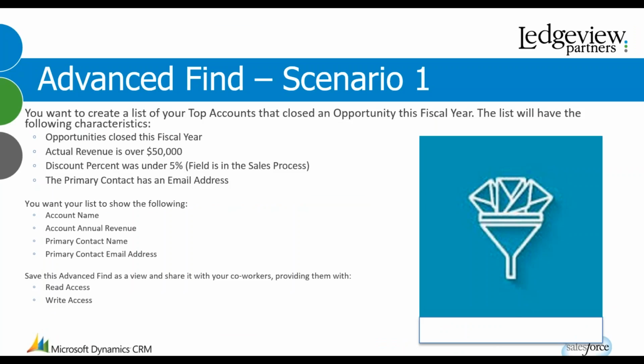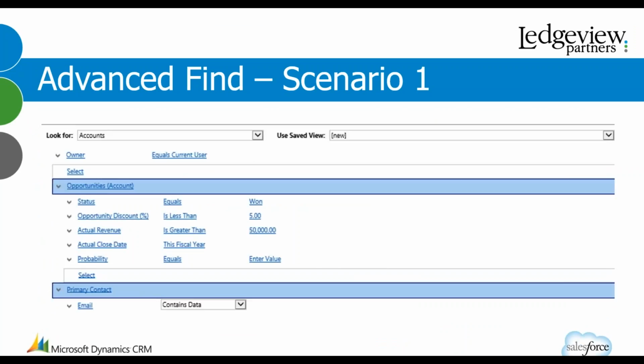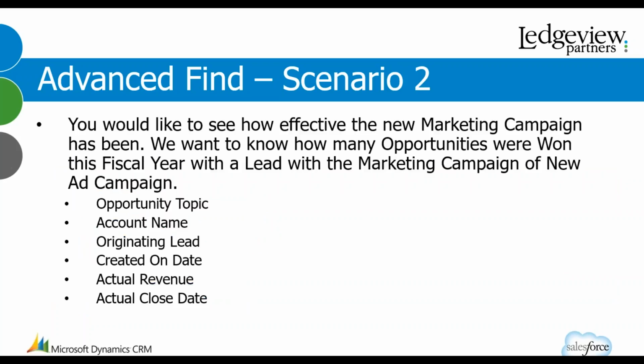Now let's jump back into our PowerPoint presentation. Here's the scenario that we just created. It's here for you to view after this presentation if you're interested in setting up something similar to this. Our second scenario is you'd like to see how effective the new marketing campaign has been. We want to know how many opportunities were won this fiscal year, and these have a lead with a marketing campaign of new ad campaign. And then as you can see here, we're going to add several columns.